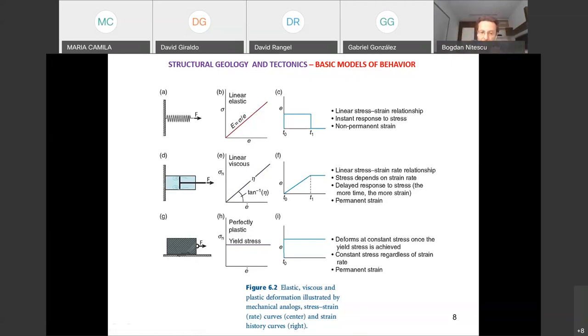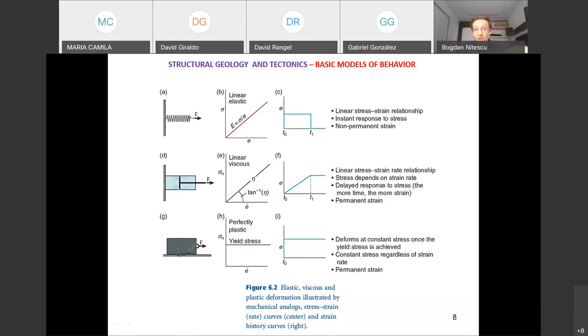But plastic deformation means something like this. First, you need to have a certain level of stress. In a fluid, starting from zero stress, you increase a bit and you will still see a bit of deformation. You start deforming. But here you have to have a certain level of stress to create the deformation. So the mechanical analog is this: you want to pull a box. You have to exceed the frictional resistance.